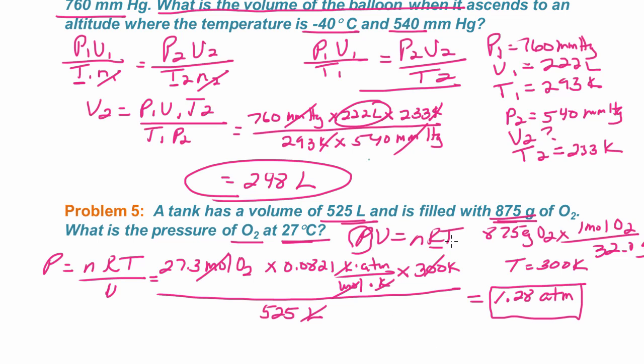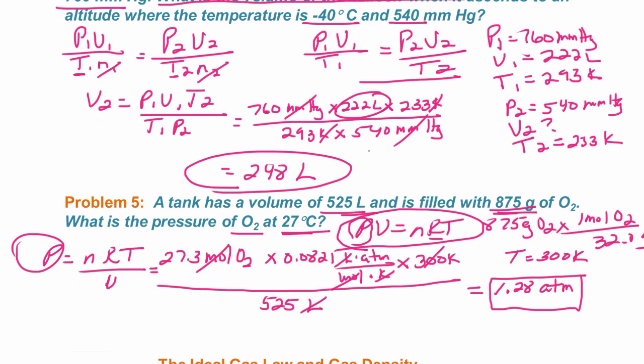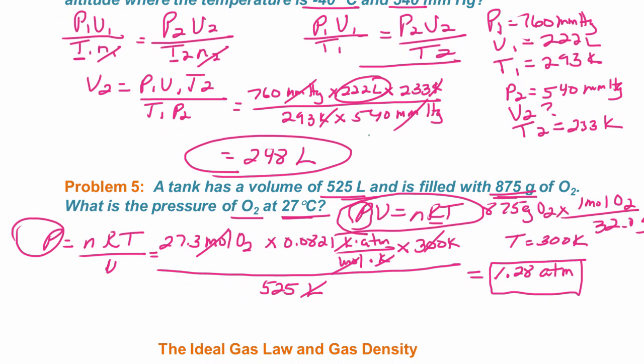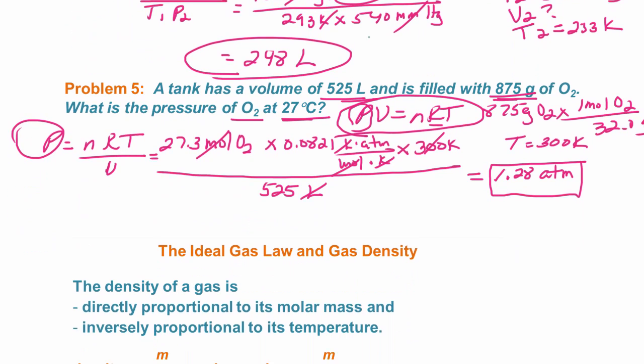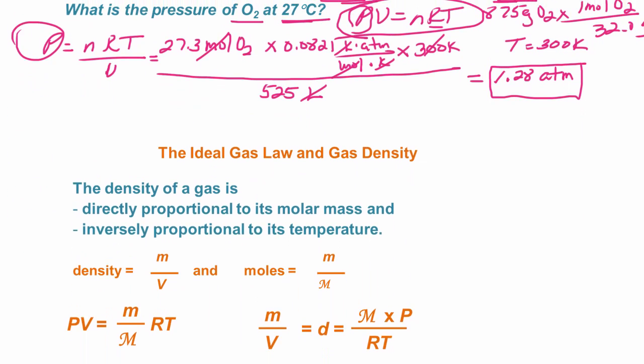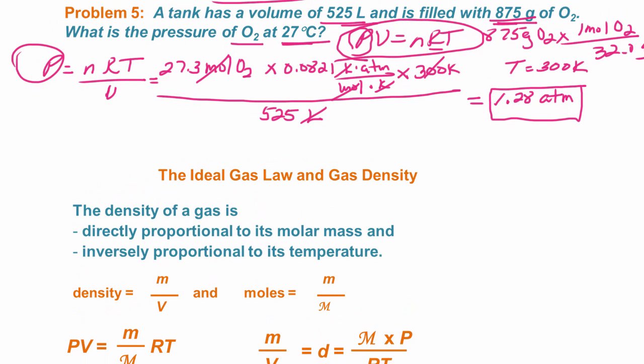So here we use the ideal gas law, and again, there was no change. We were just told what the volume, the mass of the oxygen, and the temperature was. All we needed to do was solve for pressure. So use the combined gas laws when there is a change in conditions, and the ideal gas law when they're just asking for a pressure, a volume, or the number of moles.